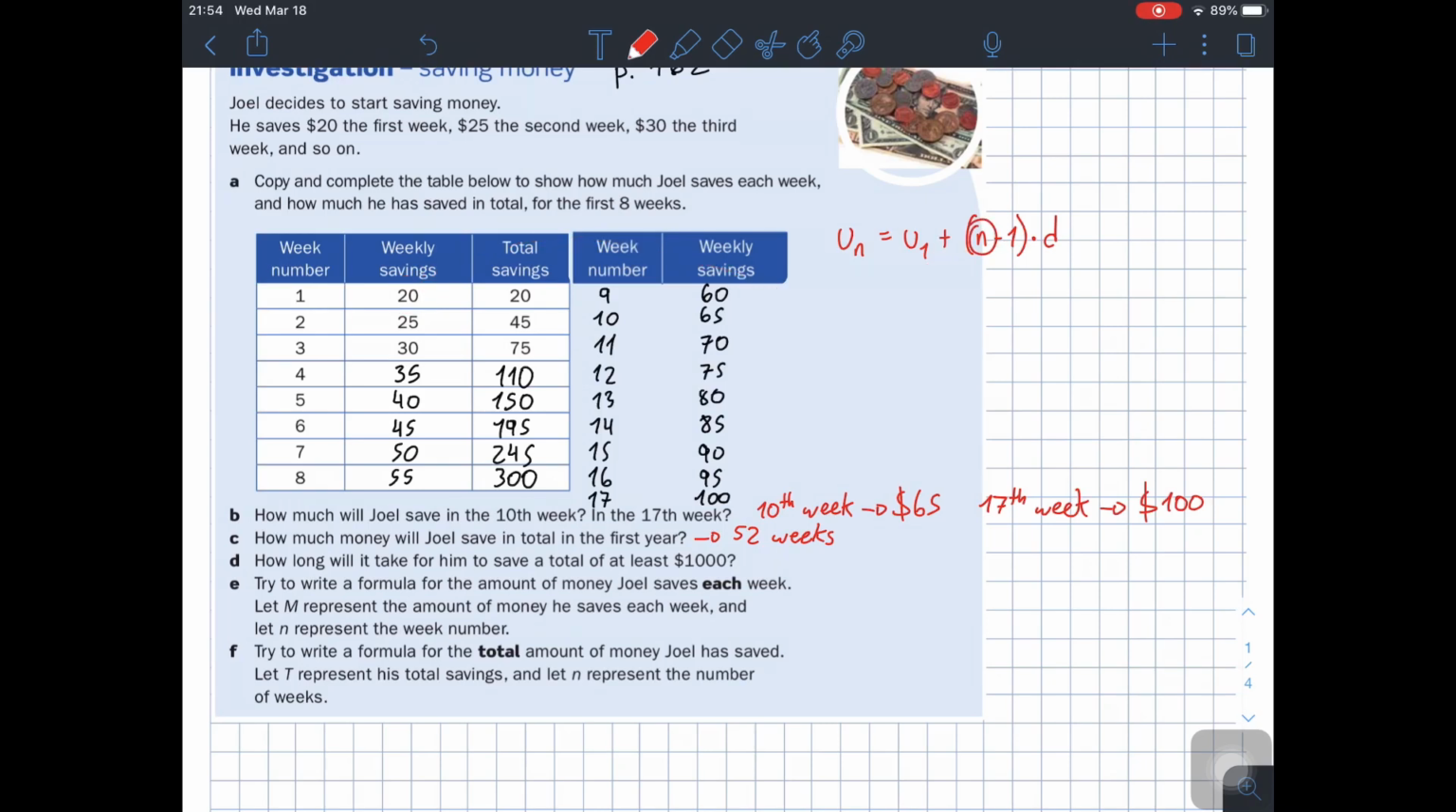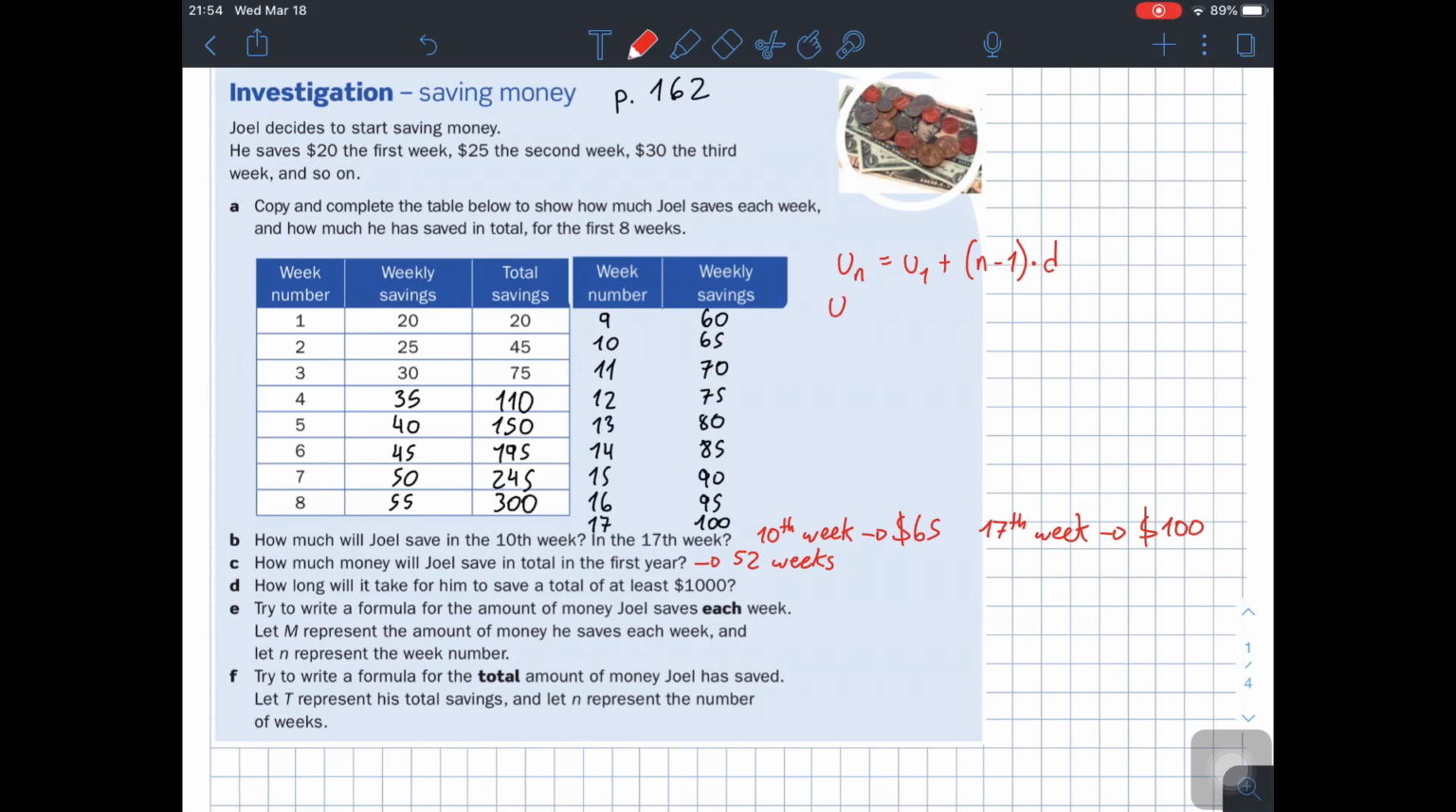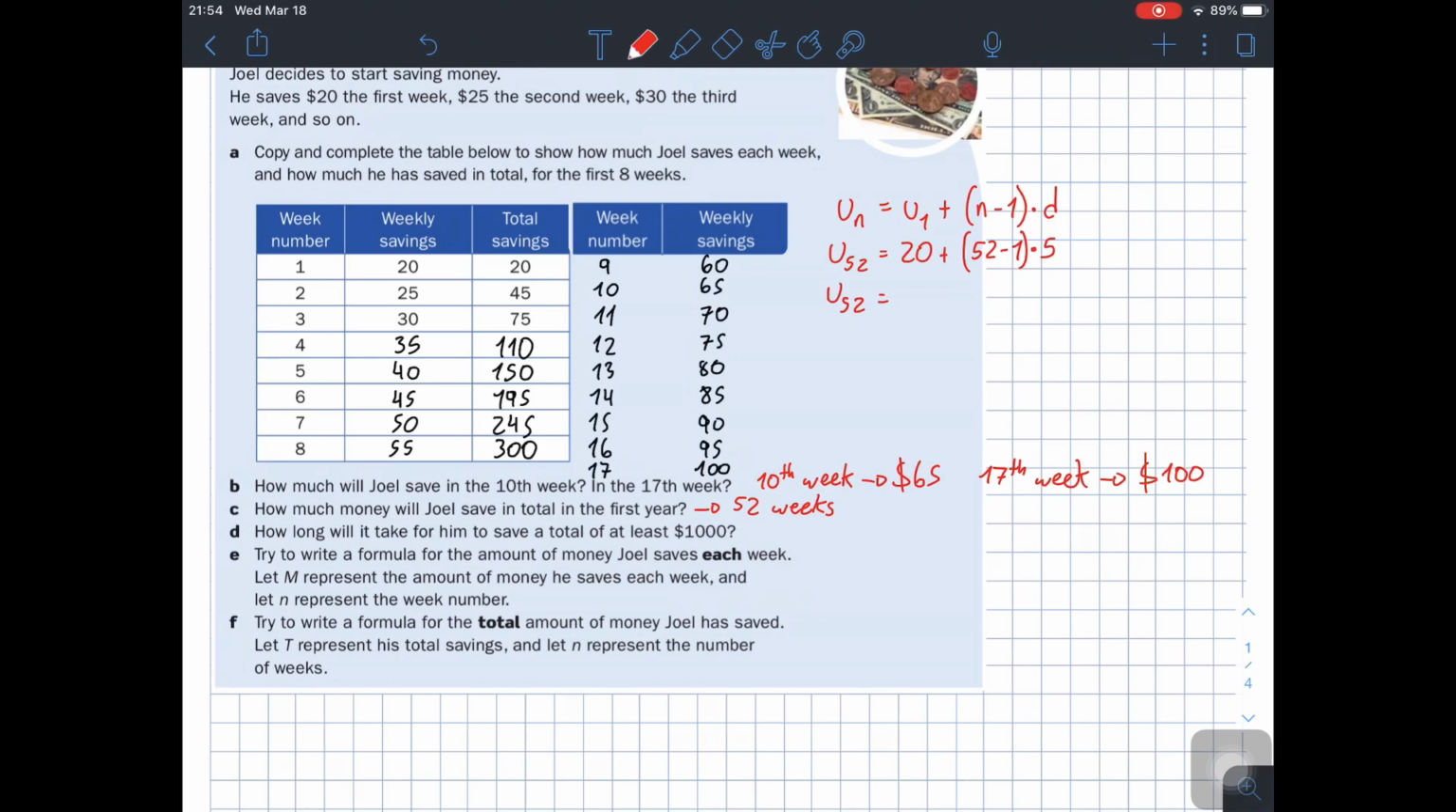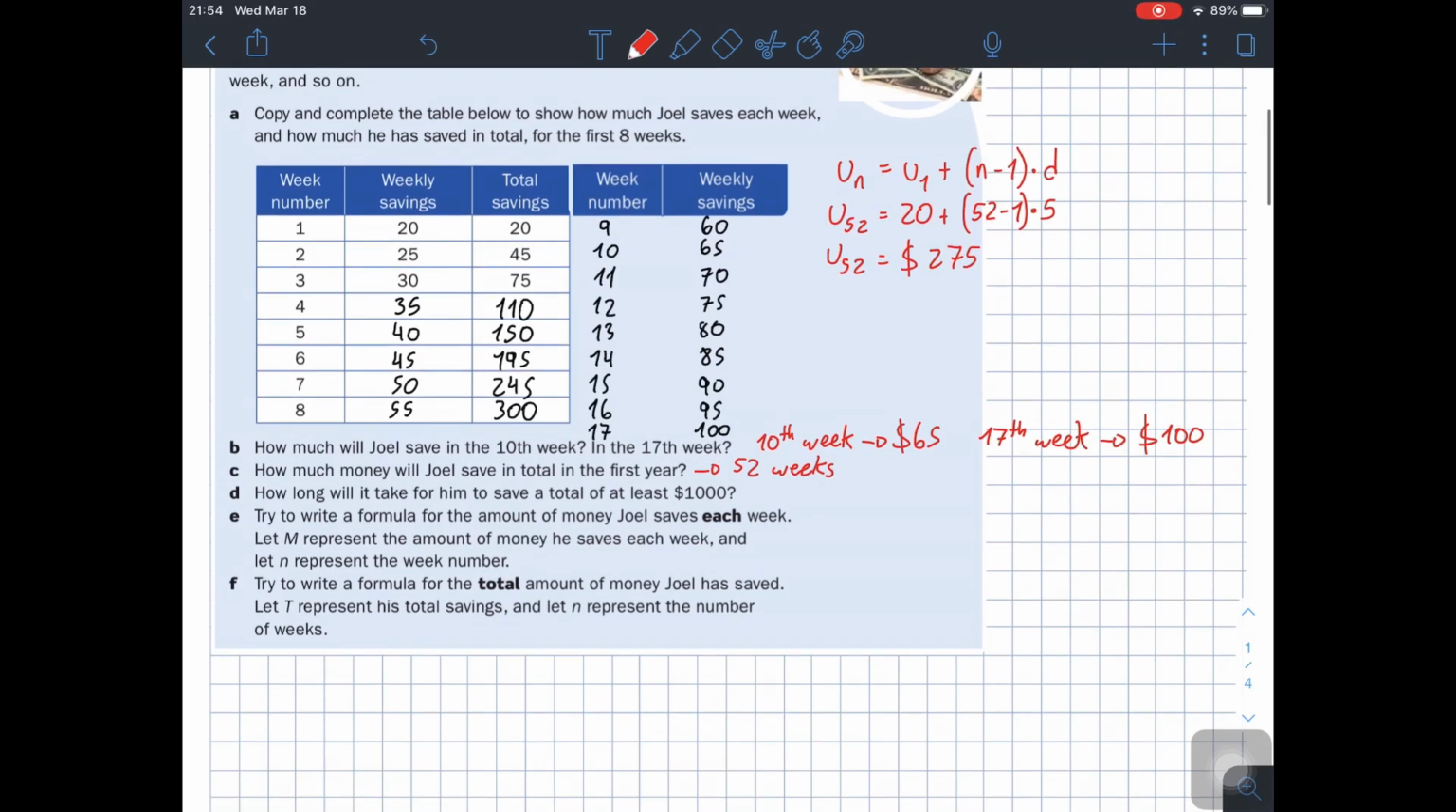n, as I told you, represents the position, which in this case would be 52, because we want to find how much Joel should save in week number 52. So u_n represents the value of that term. If we apply the formula, in this case it would be u_52, the term number 52, equals u_1, which is 20, plus n, which is the position of this term, which is 52, minus 1, times the common difference, which is 5. If we calculate this using our calculators, you should get 20 plus 51 times 5, $275. That means that Joel, for week number 52, should put into his piggy bank $275.